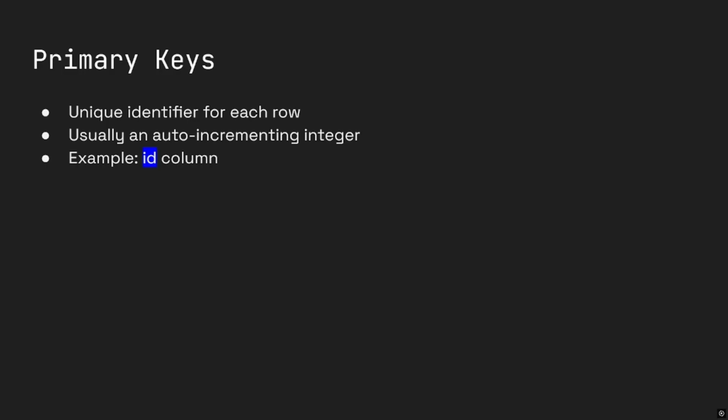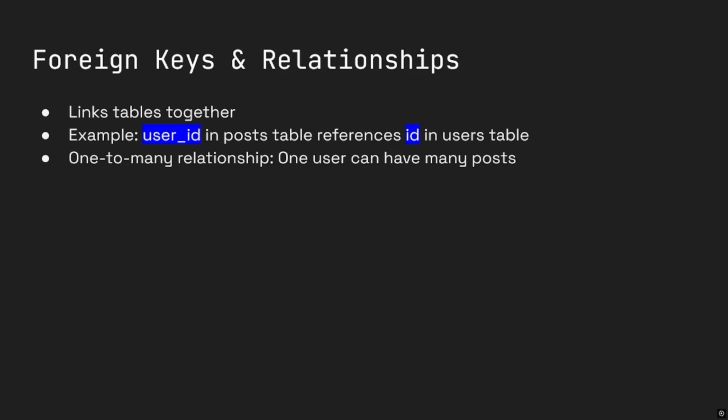Very basic. Then also foreign keys and relationships. So this is how you link tables together. So for example, you can have a user_id column in the posts table referencing IDs in the users table. So this creates a one-to-many relationship, meaning one user can have many posts.